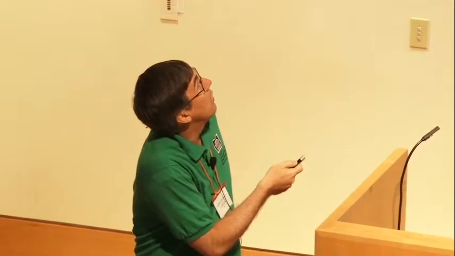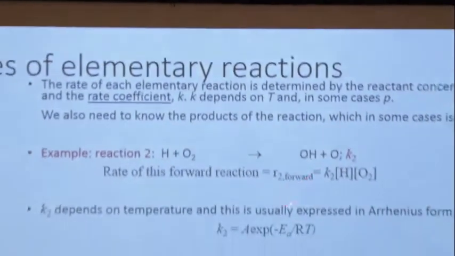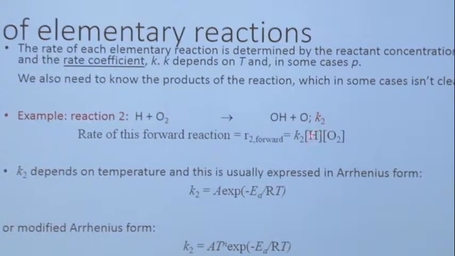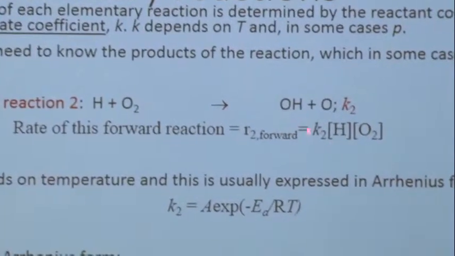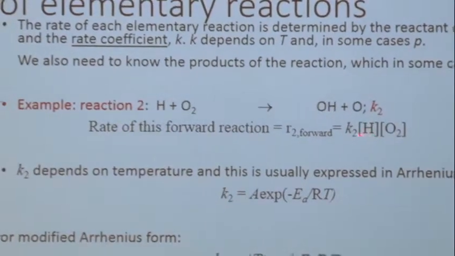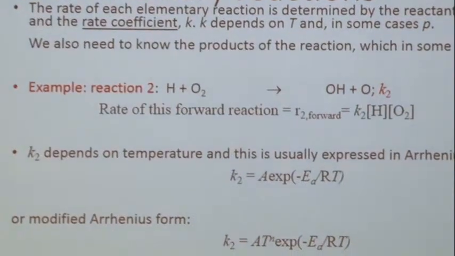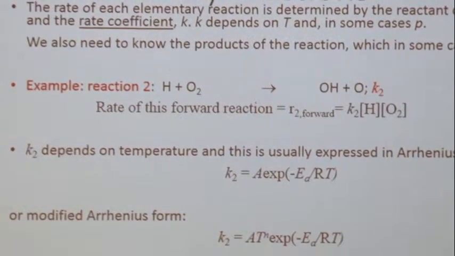Okay, so each of those individual elementary steps is explained by the rate law that you learned in intro chemistry. So for example, this reaction of H plus O2 to go to these guys, the rate really is some coefficient times the concentration of H times O2. So if you double the amount of H atoms, you actually double the rate of formation of OH, for example. So that's what we mean by an elementary step.